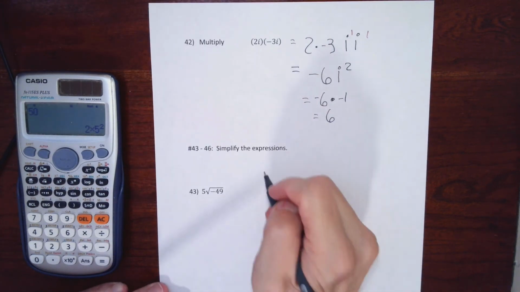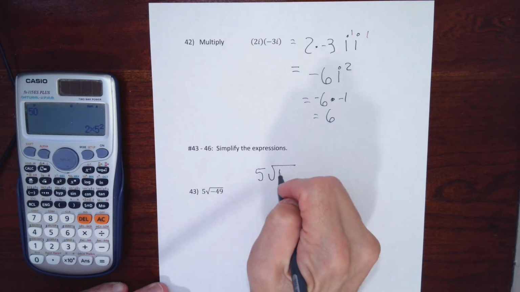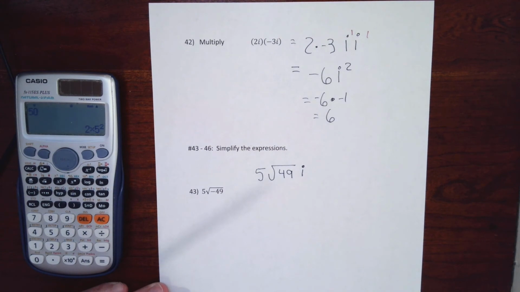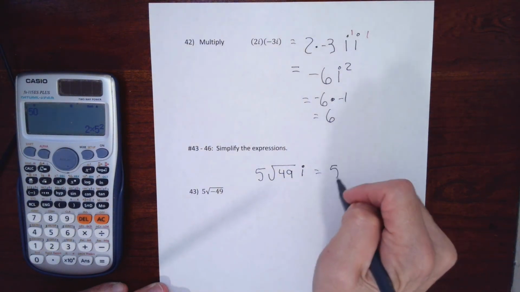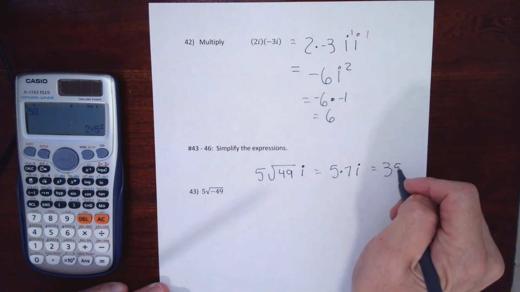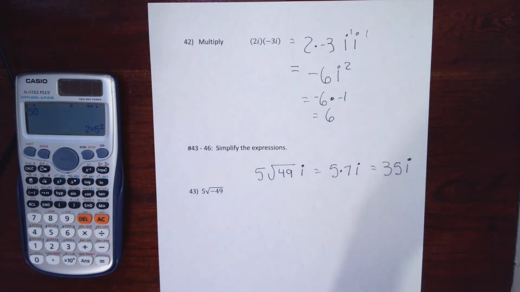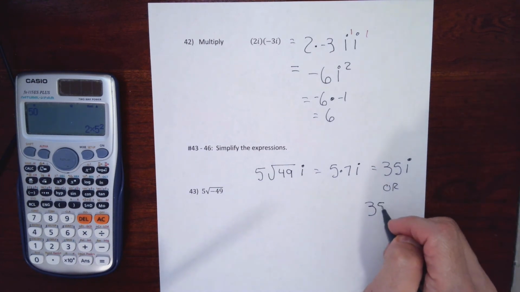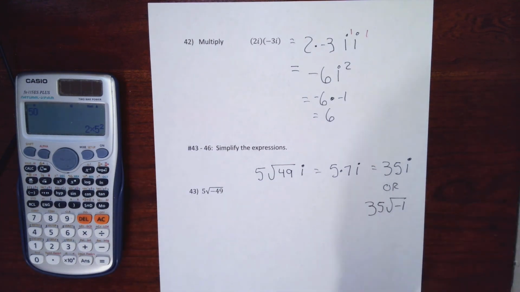For 43, the square root of any negative can be turned into a positive if you put an i after the square root. So 5 times the square root of negative 49 is 5 times the square root of positive 49 times i. The square root of positive 49 is 7. So this is 5 times 7 times i. And that's going to give me 35i for an answer. I can't change an i to anything other than the square root of negative 1. It would be odd, but it would be correct to write 35 times the square root of negative 1. That's an alternate correct answer. But you couldn't just write a negative 1. If you wrote a negative 1, it would have to be under a square root sign.